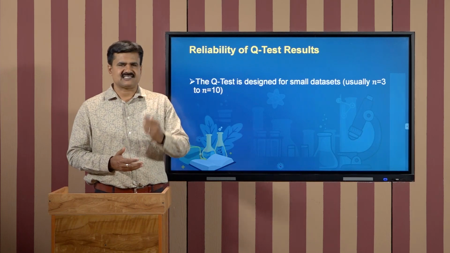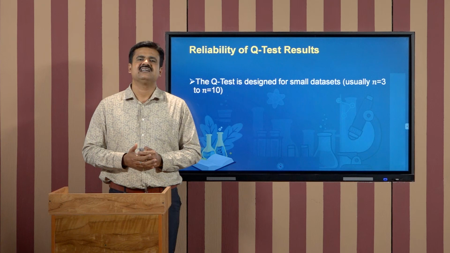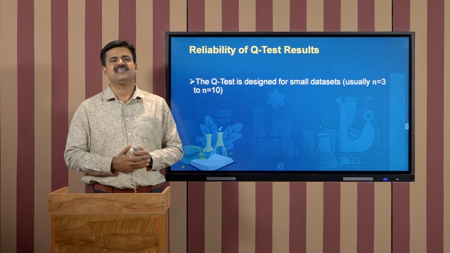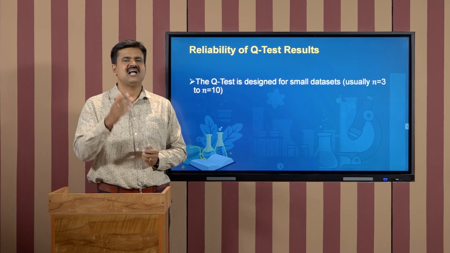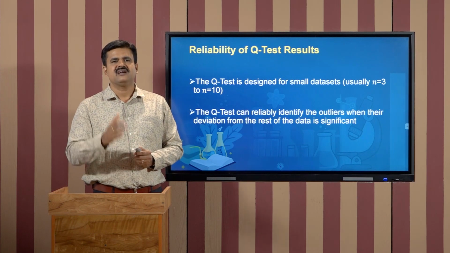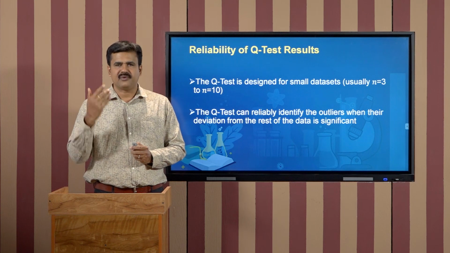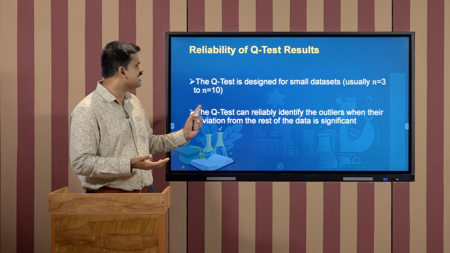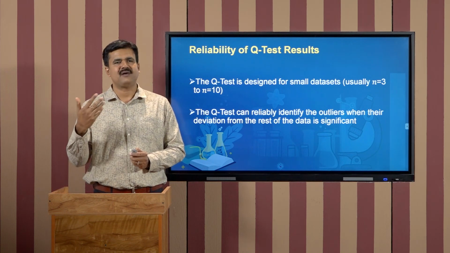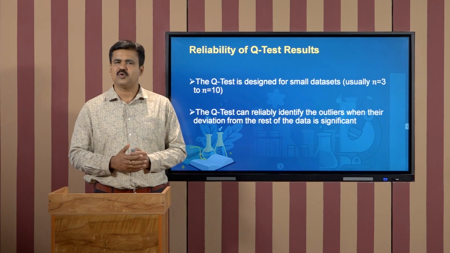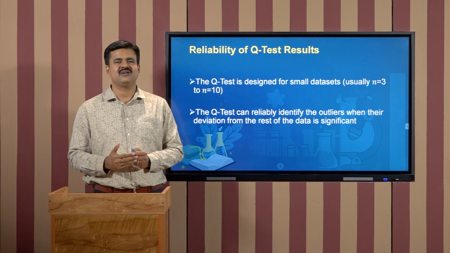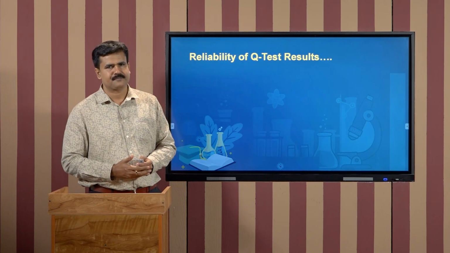Now, reliability of Q-test results. The Q-test is designed for small data sets. Usually n lies in the range of 3 measurements and may vary up to 10 measurements. The Q-test can reliably identify the outlier when the deviation from the rest of the data is significant. If there is the presence of some outliers, then only the Q-test is more relevant, and based on that you can find out whether the selected value is an outlier or not.